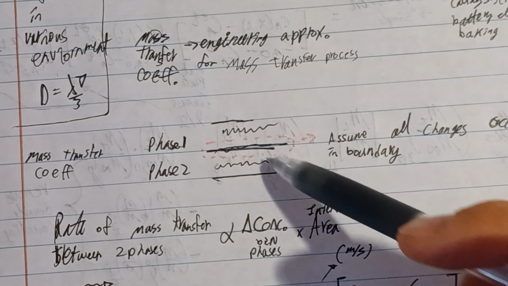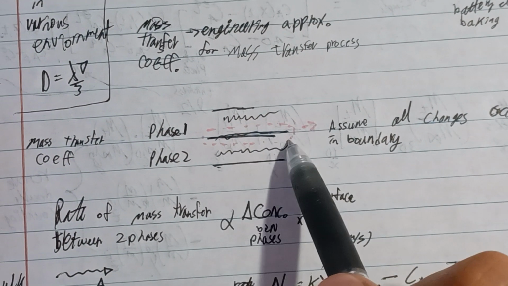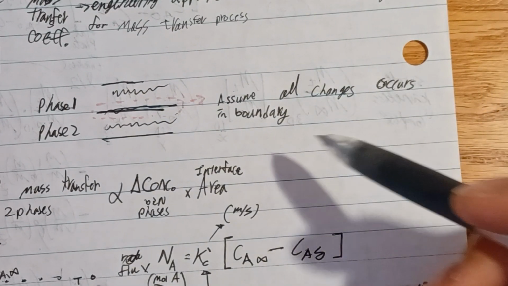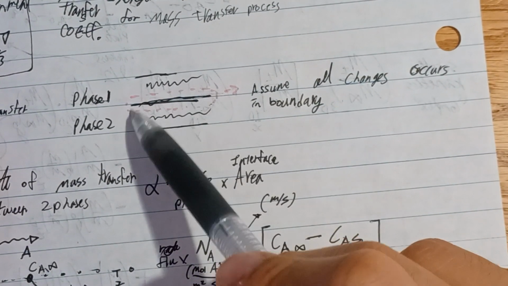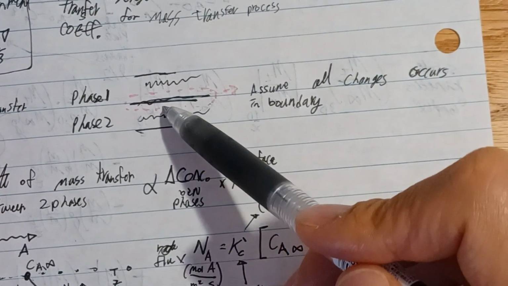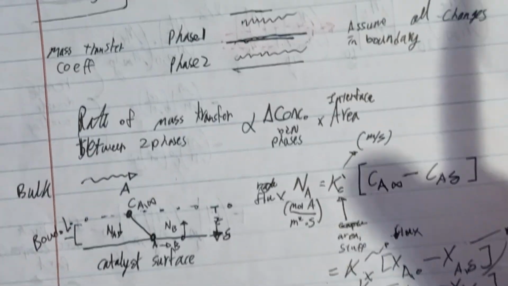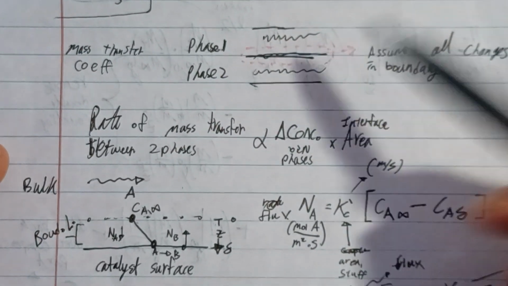So assuming we have these two phases, and we have this boundary or interface between the phases, we assume that all changes occur within this boundary of the interface or close to it. And this assumption is necessary for the mass transfer coefficient to work, which may or may not be accurate.